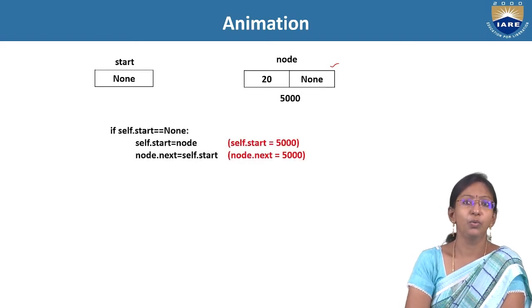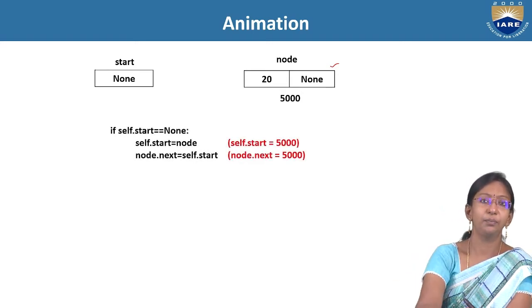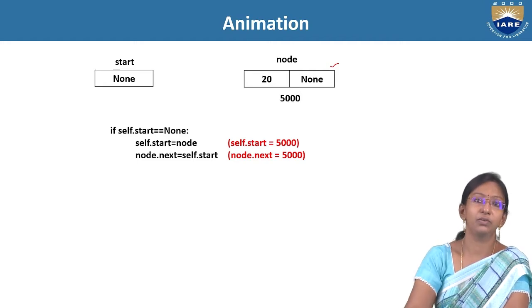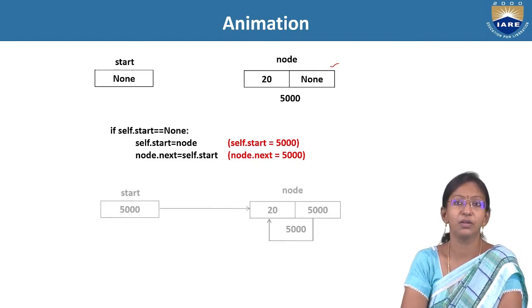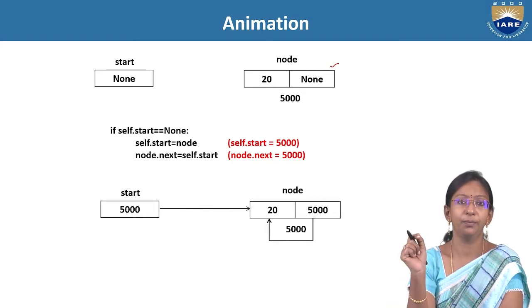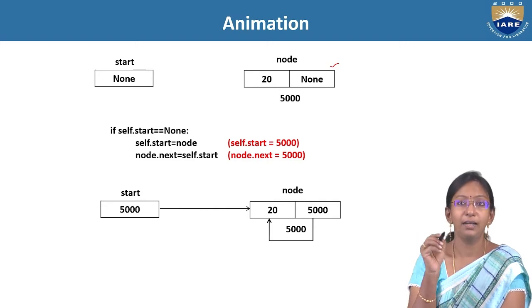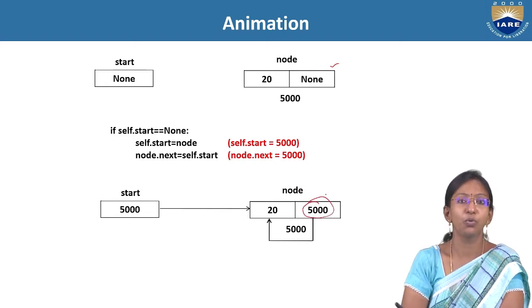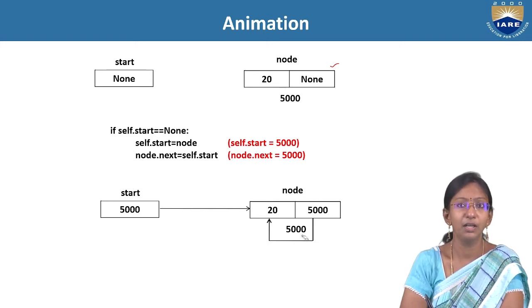So have a look. Very simple. In the start pointer, I'm going to store the address of the node, and in the node's next part, I'm going to store its own address, which is 5000. This is how it is going to look now. The start pointer is holding the address of the node, which is 5000, and the node's next part, which was previously None, is overwritten by its own address 5000. Now the node is saying that I am at location 5000 and even my next node is at location 5000, meaning I am pointing to myself, right?